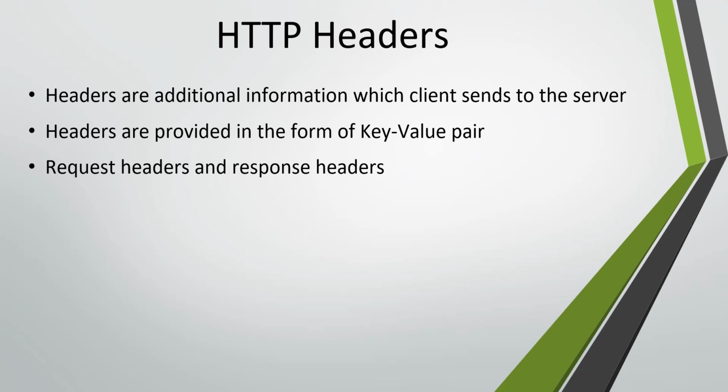For example, if the client wants to receive the data in the JSON format, the client can specify that information in the form of a request header and send it to the server. Similarly, if the client wants to send some authorization information or a JWT token, the client can attach that information in the form of a request header and send it to the server.